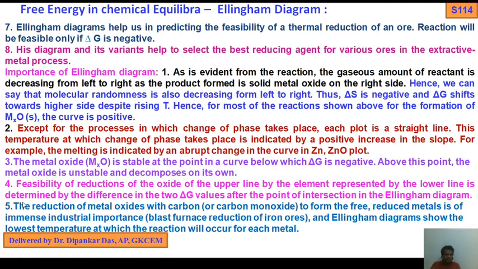Again, the reduction of metal oxide with carbon or carbon monoxide to form the free reduced metal is of immense industrial importance, like blast furnace reduction of iron ore, and the Ellingham diagram shows the lowest temperature at which the reaction will occur for each metal. So I have finished the Ellingham diagram, its characteristics, features, importance, and also the explanation of the graph.